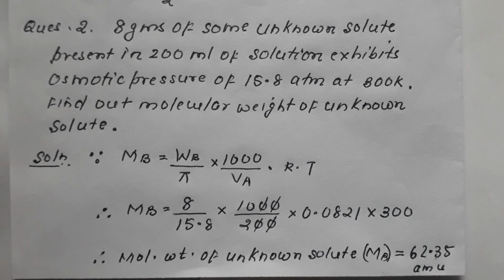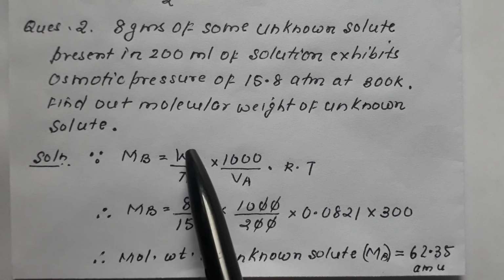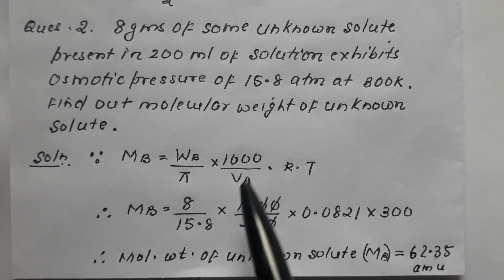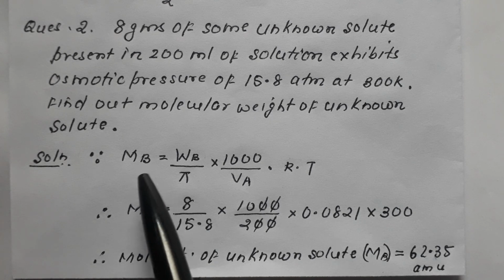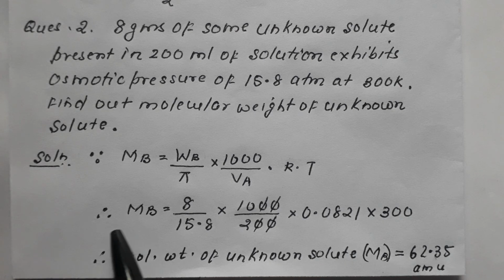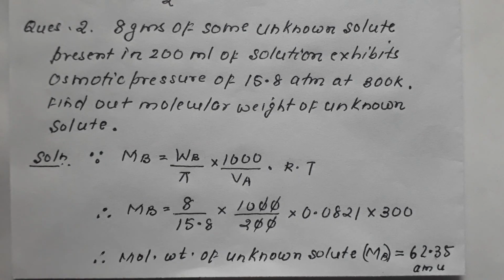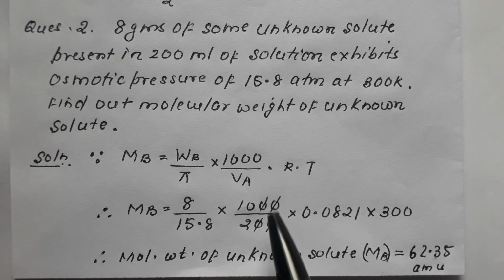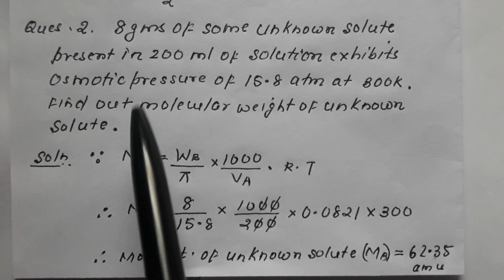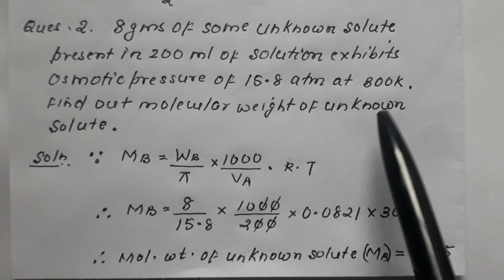So the formula for the molecular weight of solute, Mb, is equal to Wb upon pi into 1000 upon Va into R into T. This is the formula to calculate the molecular weight based on the osmotic pressure. Now if I put in the values, Mb is equal to the weight of solute as given in the question, 8 grams. The osmotic pressure as given is 15.8. 1000 is part of the formula, upon 200, the volume of the solution given, into the value of R, 0.0821, and the temperature as given is 300 Kelvin.